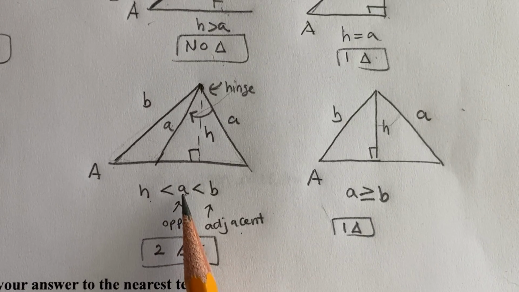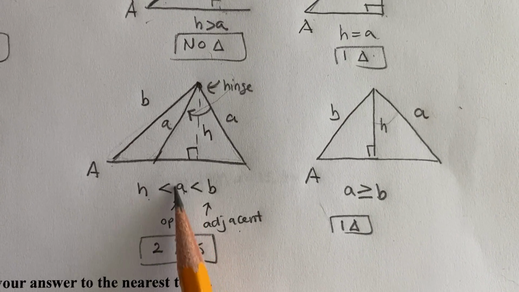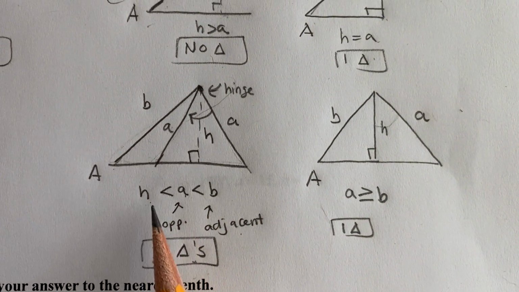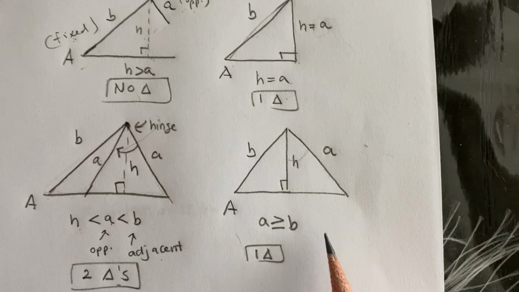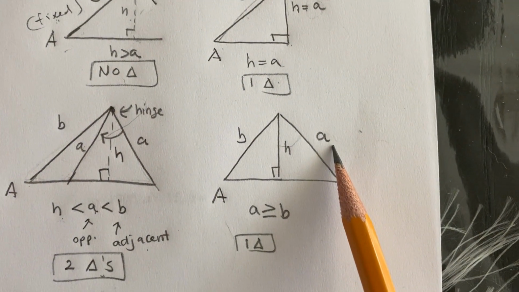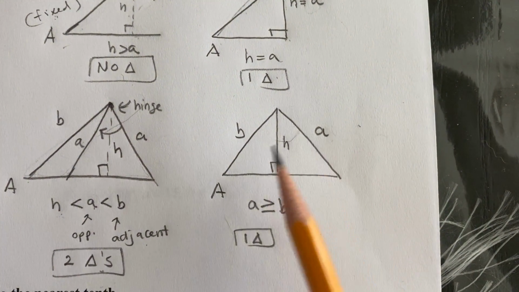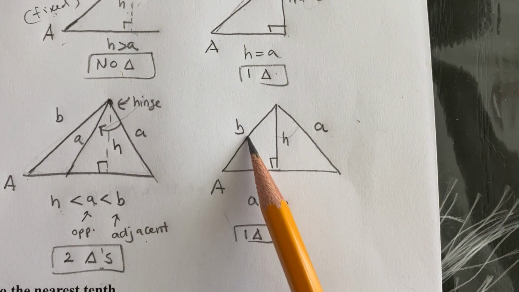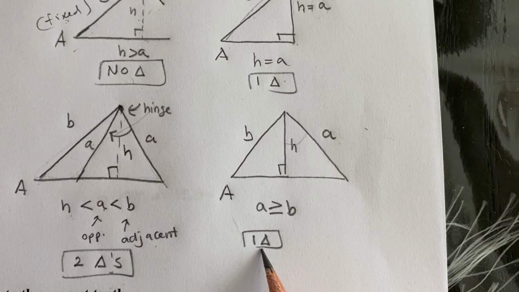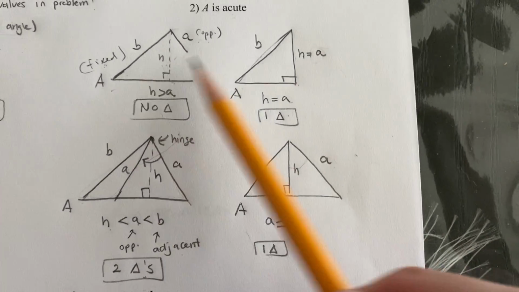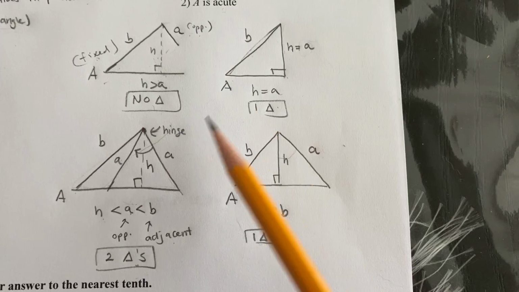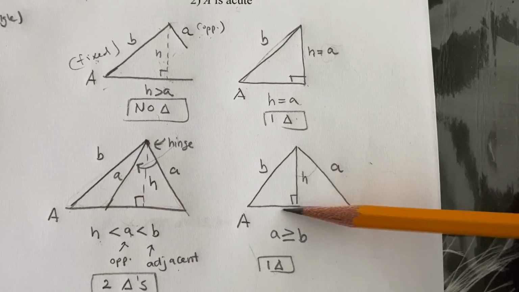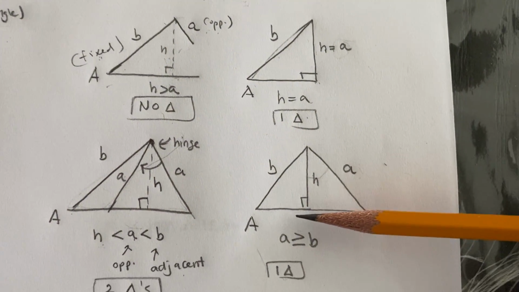I think they pretty much give you the side opposite and the adjacent side. You just have to make that comparison. The key is finding that height. And last but not least, if the side opposite your fixed angle, little a right here, is greater than or equal to your adjacent side, then you can form one triangle. So these two right here, no triangles and two triangles, are really called the ambiguous cases. These other ones are not that ambiguous because it's just one triangle.